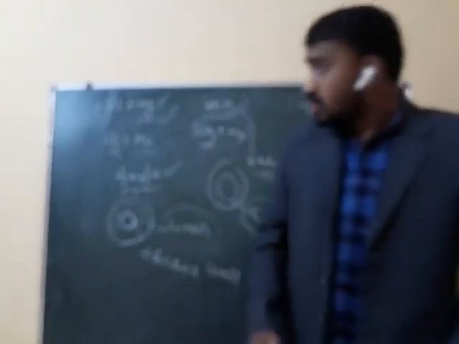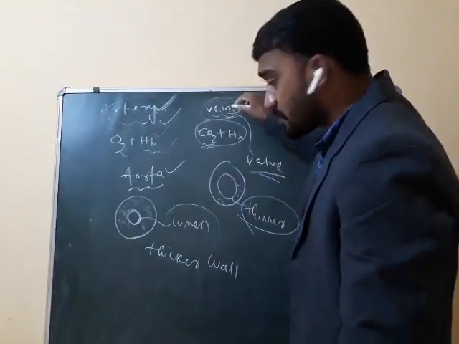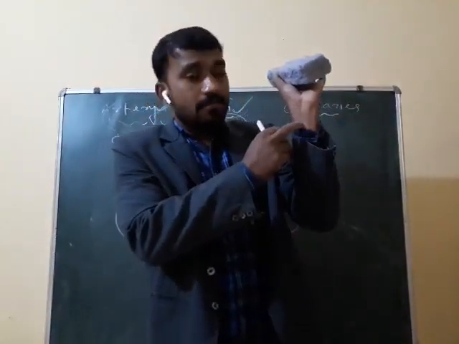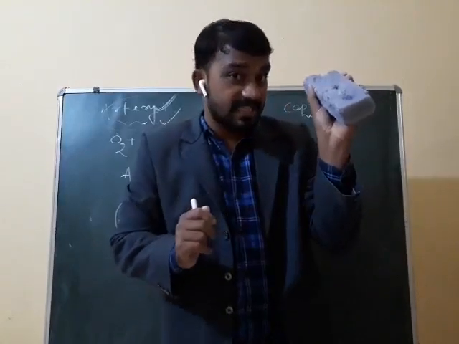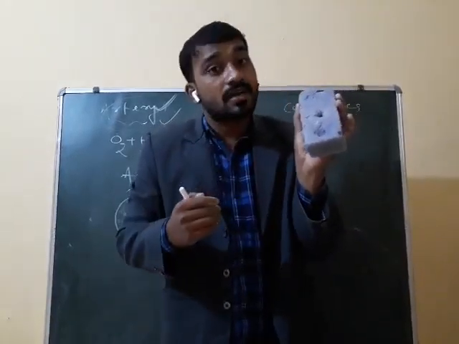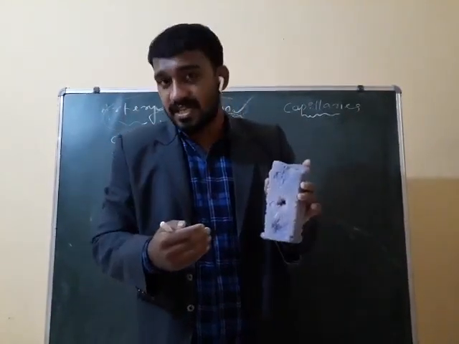Actually, artery is present deeper inside, whereas vein is superficial. Superficial means you can see your vein, but you cannot see your artery, because artery is present deeper inside, whereas our vein is present just below the skin, that is superficial.